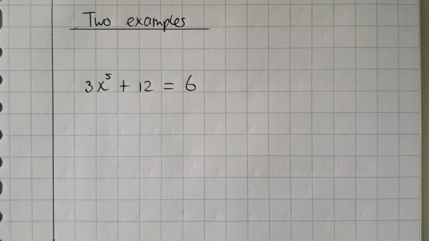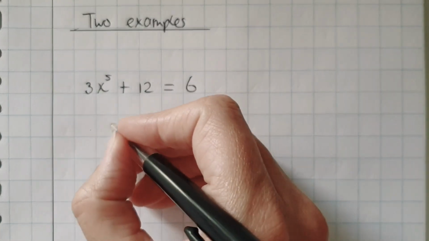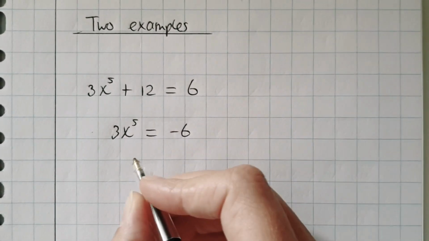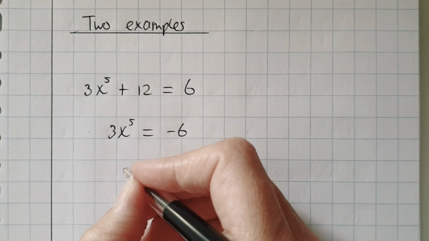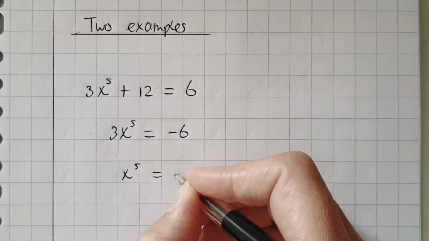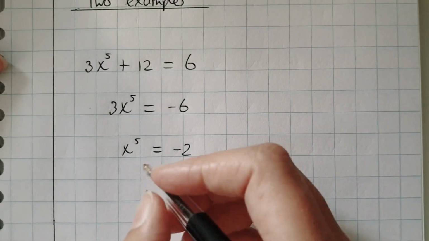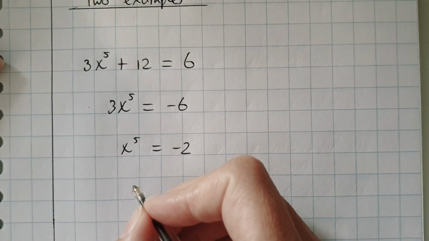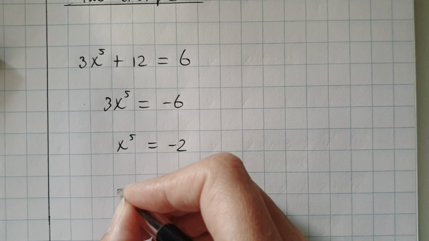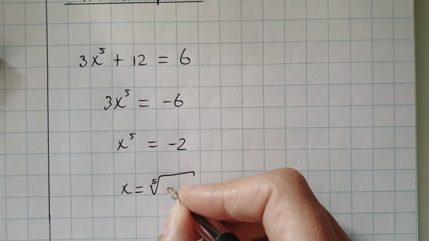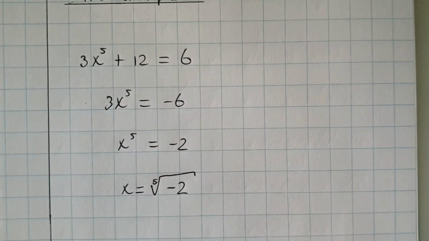Here's the first example. First need to do the balance method. So minus 12 on both sides, so that's minus 6. Then divided by 3. So I guess that's minus 2. And now I can do the 5th root. This is an odd number, so I only have one solution. X is the 5th root of minus 2.